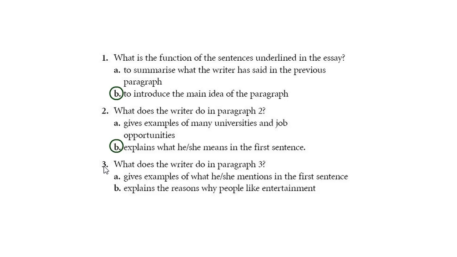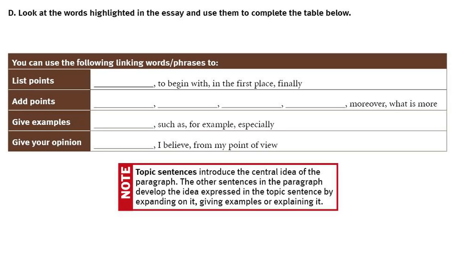Number 3. What does the writer do in paragraph 3? ماذا قام الكاتب في القطعة الثالثة. Gives examples of what he or she mentions in the first sentence. وأعطى أمثلة. D. Look at the words highlighted in the essay and use them to complete the table below. الكلمات المظللة في المقال استخدمها لتكمل الجدول. Answers are: You can use the following linking words and phrases too.